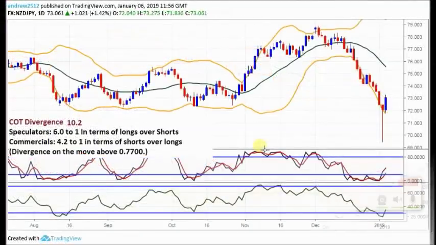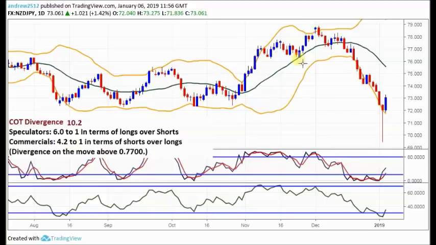Right, we are on the NZD JPY daily chart. Just going to go through the COT net traders positions, which alerted us to this trade setup. I'll just go through the levels in a moment. In terms of speculators, they were heavily bullish a few weeks back at 6-to-1 in terms of longs over shorts. Commercials go against them, 4.2-to-1 in terms of shorts over longs, and this divergence happened on the move above 77. When we actually came up here, the commercials were heavily long.